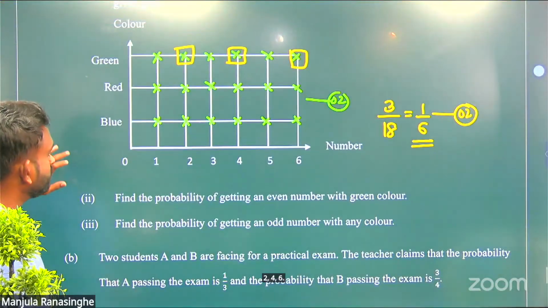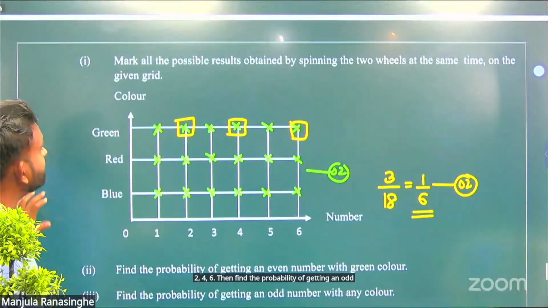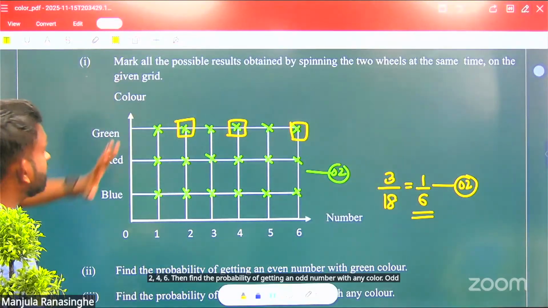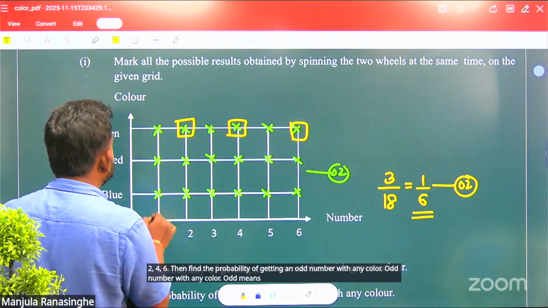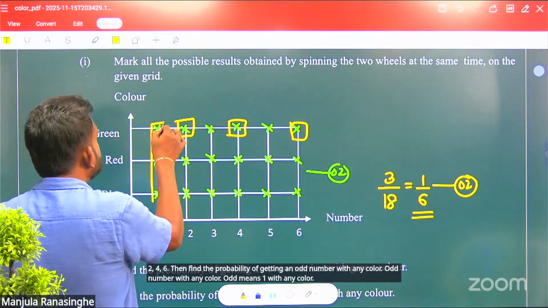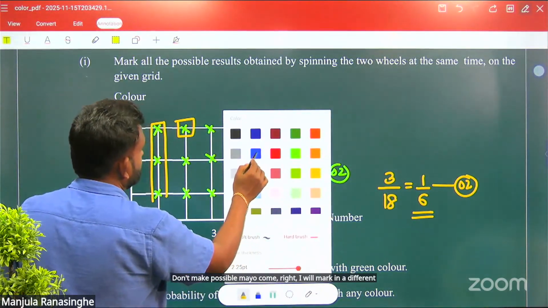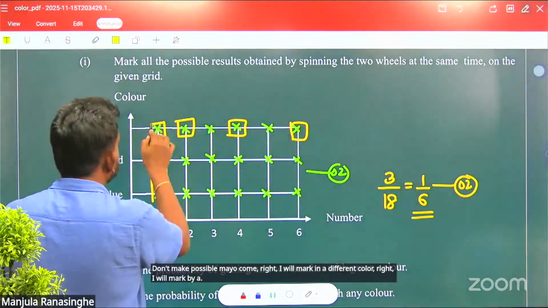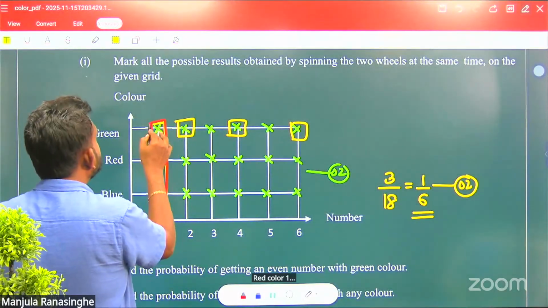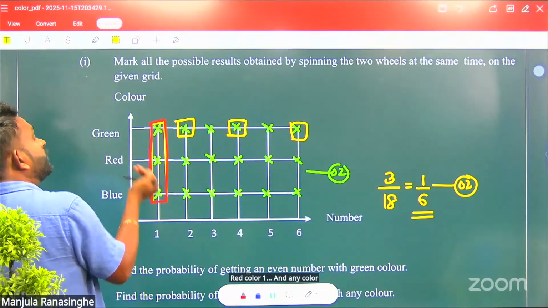Then find the probability of getting an odd number with any color. Odd number with any color. Odd means 1 with any color. Right, I will mark in a different color. I will mark by a red color. 1 and any color: 1 blue, 1 red, 1 green.